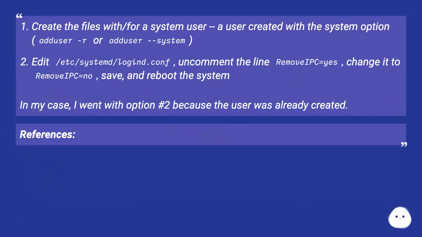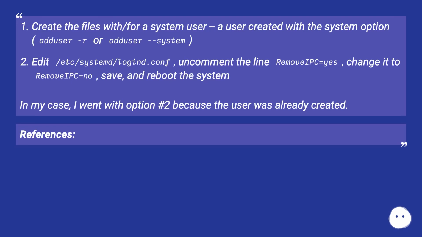One: create the files as a system user, a user created with the system option, adduser or useradd --system. Two: edit /etc/systemd/logind.conf, uncomment the line RemoveIPC=yes, change it to RemoveIPC=no, save, and reboot the system. In my case, I went with option number 2 because the user was already created.